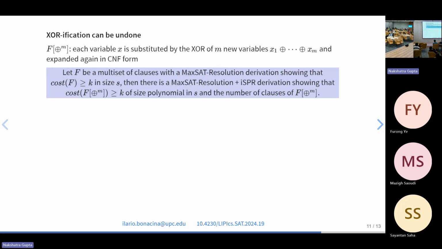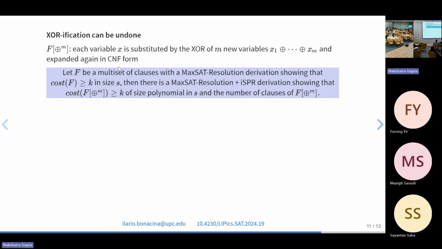Another check: you cannot make things harder if you use xorification. In this system, you can undo xorification, also in the context of MaxSAT. Xorification is just a standard trick to make a formula harder. You substitute variables with the XOR of m new variables, and then you expand it again in CNF form.